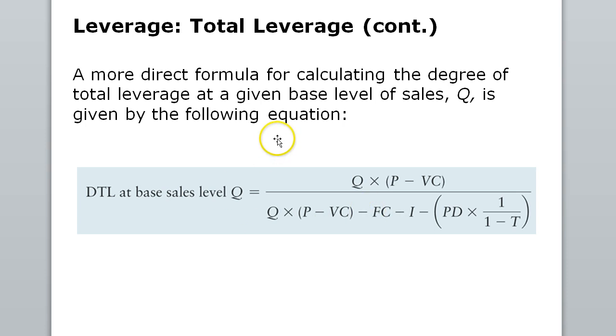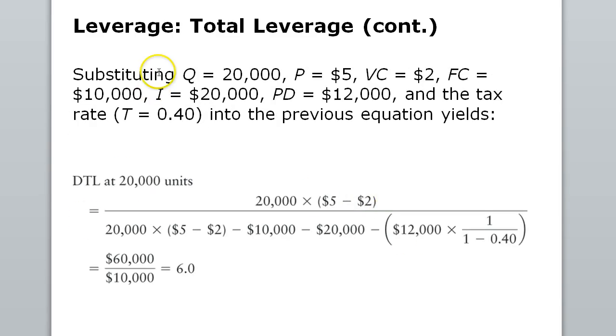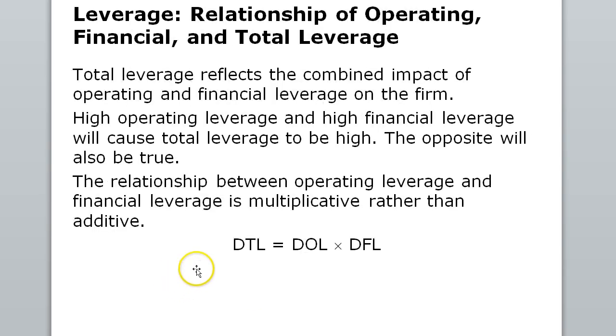And we can also use the variables. In some problems, it may not give you all the full information you need, but it might give you variables: quantity, price, variable cost, fixed cost, interest, preferred dividend, and tax rate. So if we have these variables, which they gave us earlier, here's a summary of the variables from this company that they listed earlier. If we put that in that formula, we will also be able to calculate the degree of total leverage at 6.